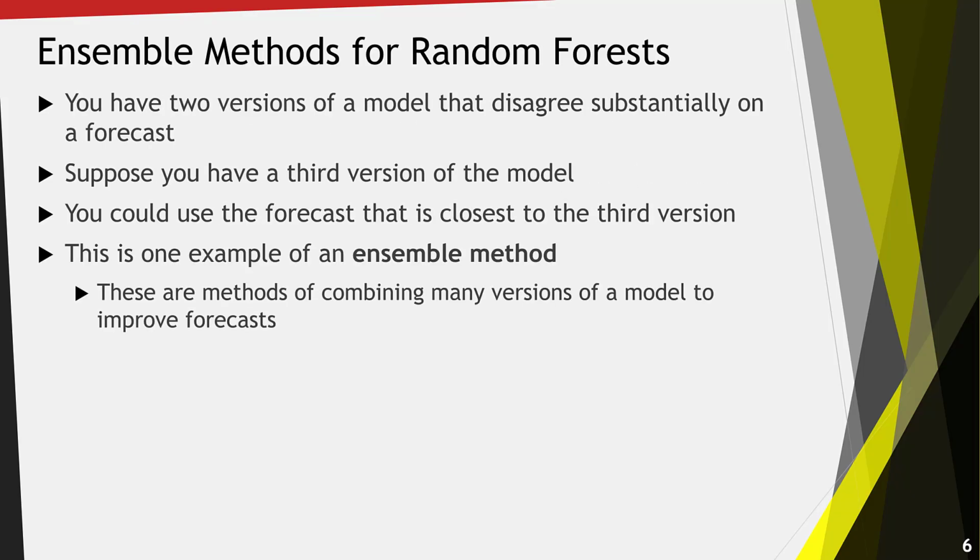But if you know to worry based on the forecast from these two models, what should your forecast be? Suppose that you have two versions of a model that disagree substantially on a forecast. If you had a third model that you could compare it to, you could look at each of those forecasts and use the one that's the closest to the forecast from the third version. This is one example of an ensemble method. These are methods in data science and machine learning for combining many versions of a model to improve forecasts. In this example, different models are voting on a forecast, and you're taking a forecast closest to the one that the most models vote for.